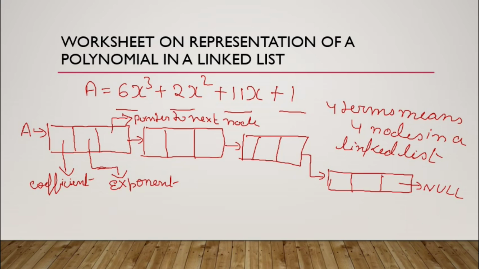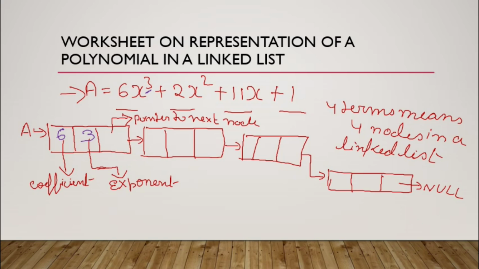Let us start filling values in our list according to our given polynomial. We have 6x cubed. We know that 6 is the coefficient in the first term, so we write 6, and 3 is the exponent in our first term. Then this is a pointer, which is the address of the next node.